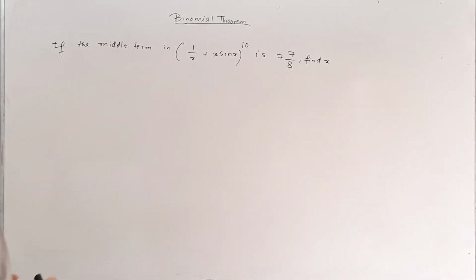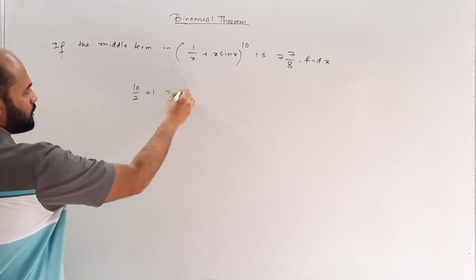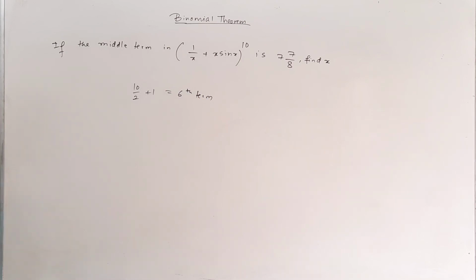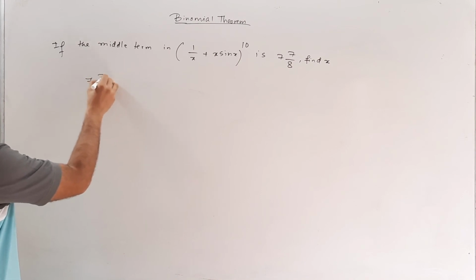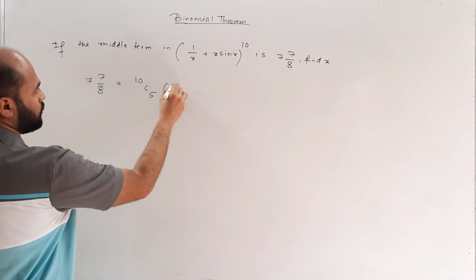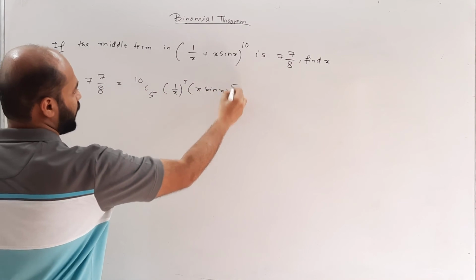So now it's given that this is the expansion, and in this particular expansion the middle term is given as 7 integer 7 by 8. Find the value of x. So obviously since this is even, it's going to be 10 by 2 plus 1, which is the 6th term. So the 6th term is the middle term in this case. Let us expand and let us find the 6th term. So the 6th term by default is given to us as this, which is 10C5 (1 by x) raised to 5 and (x sin x) raised to 5.